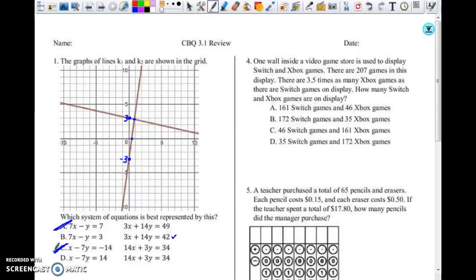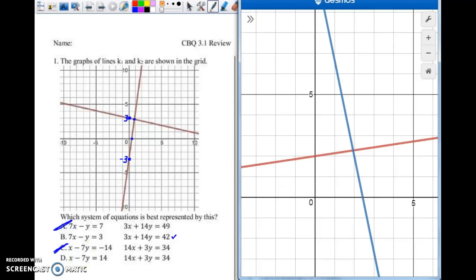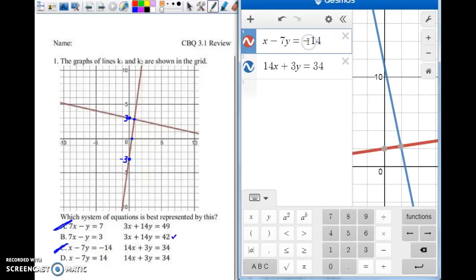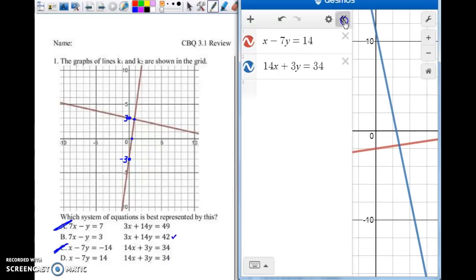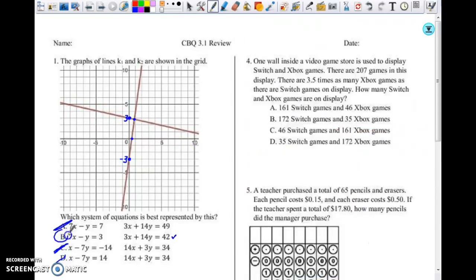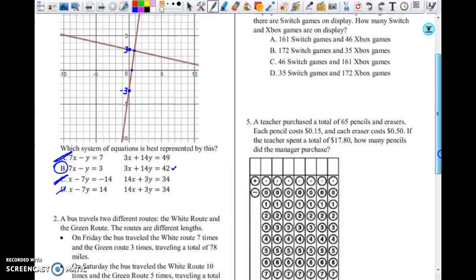And then by the look of the equation, I'm assuming it's not going to be D either, but let's just check. So we have x minus 7y equals positive 14, and then 14x plus 3y equals 34. So the only thing they changed was that positive to negative. And again, this one doesn't match because this line in this direction is moving upward when this one was supposed to be moving down. So none of that matches. So looks like B was the right answer. So we got that one for 1. That's all you got to do is match.